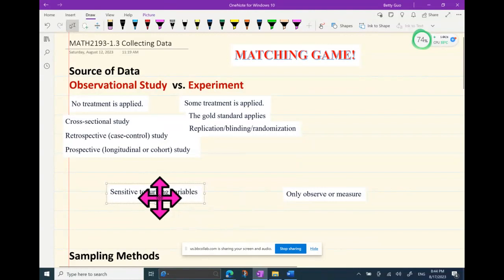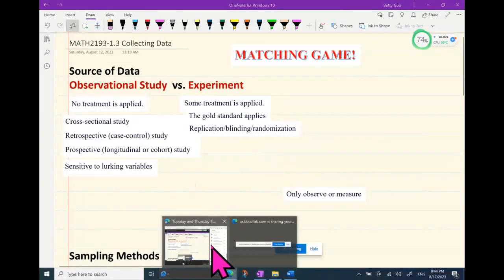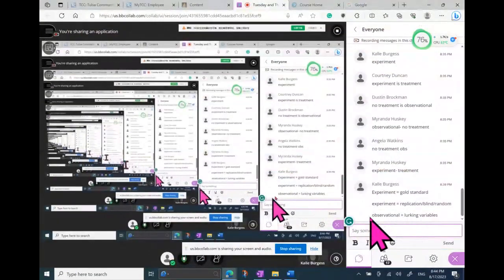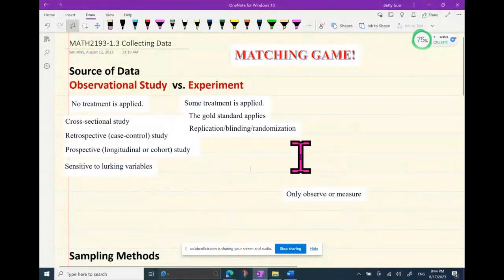So which one is sensitive to lurking variables? This one. Experiment is better because you have more control, you can control it better. Observational is more sensitive to lurking variables. Yeah, exactly. I said earlier that experiment is a better source of data compared with observational.